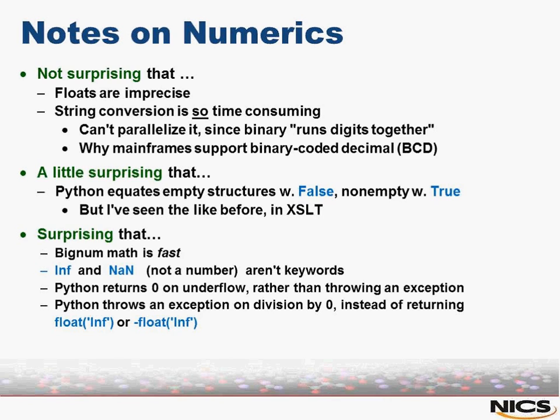Well, I find it a little surprising that Python equates empty structures with false and non-empty with true, but I've actually seen this before in a language called XSLT, which I mention from time to time. If you ever have to work with XML, learn XSLT. Don't learn Microsoft XSLT. The difference between 1.0 and the newer standards is like the Wizard of Oz in black and white and Technicolor. Bypass Microsoft XSLT completely. The best XSLT engine on the market is manufactured by a British firm called Saxon.